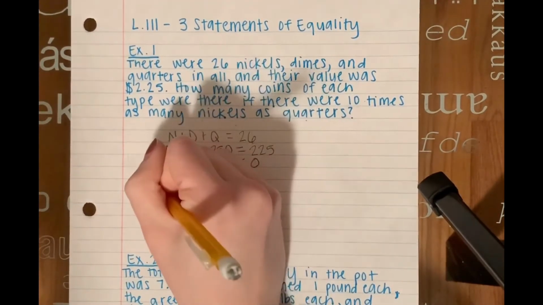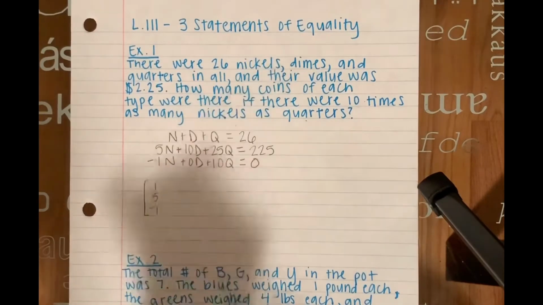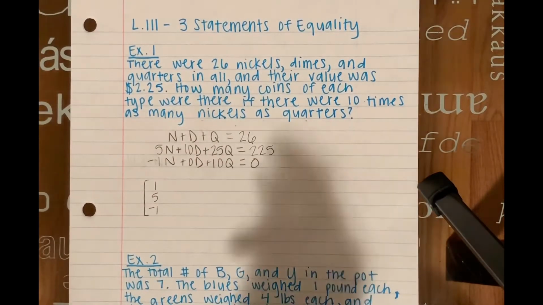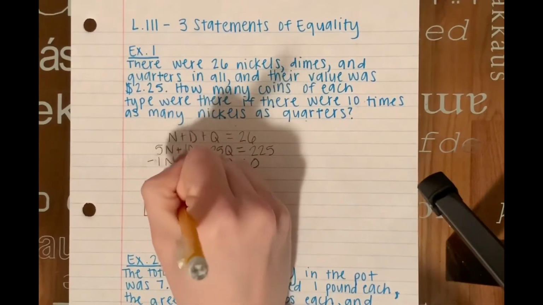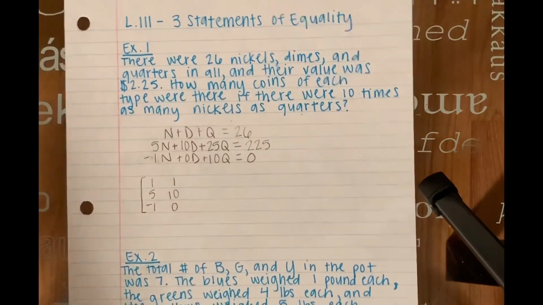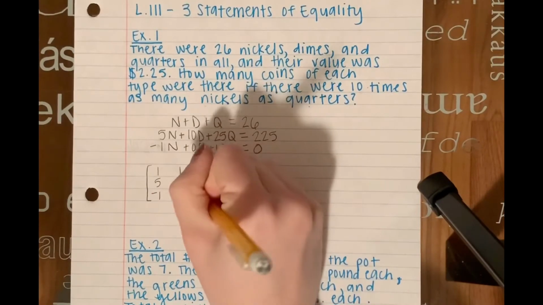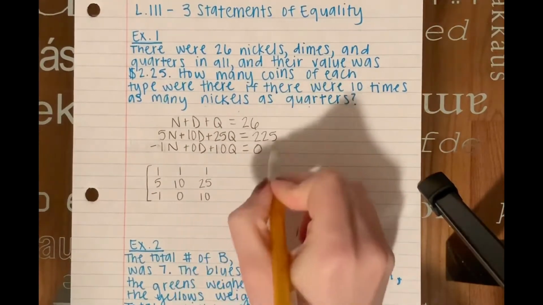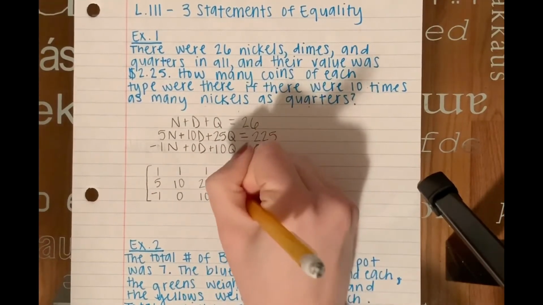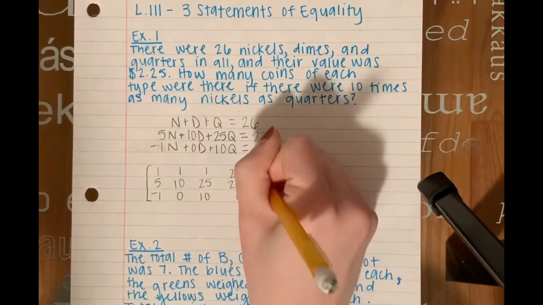So our n column is going to be 1, 5, negative 1. Our dimes column is going to be 1, 10, 0. Our quarters column is going to be 1, 25, 10. And our number column is going to be 26, 225, and 0.